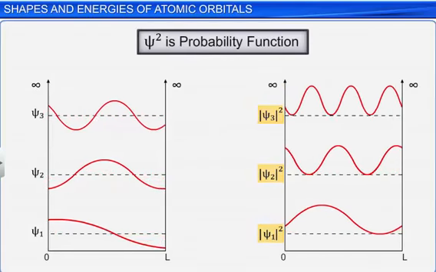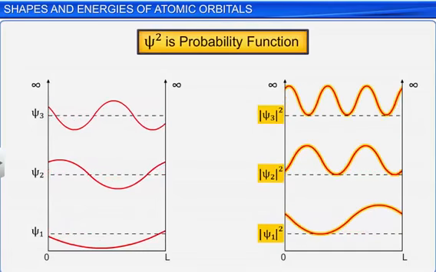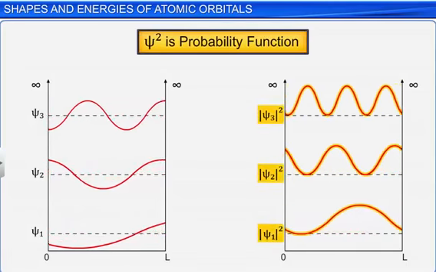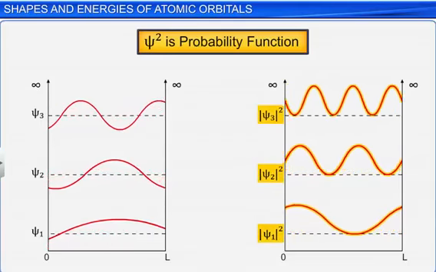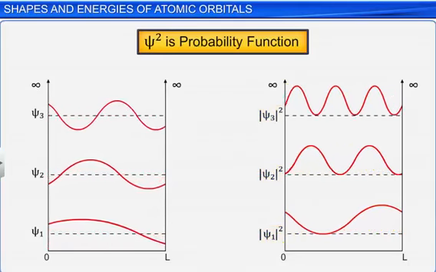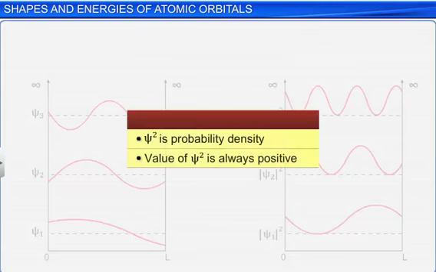Therefore, the square of the amplitude of electron wave, that is, psi square, gives the probability of finding the electron at a point within an atom. This is predicted by German physicist Max Born. That is why the function psi square is called probability density and is always positive.